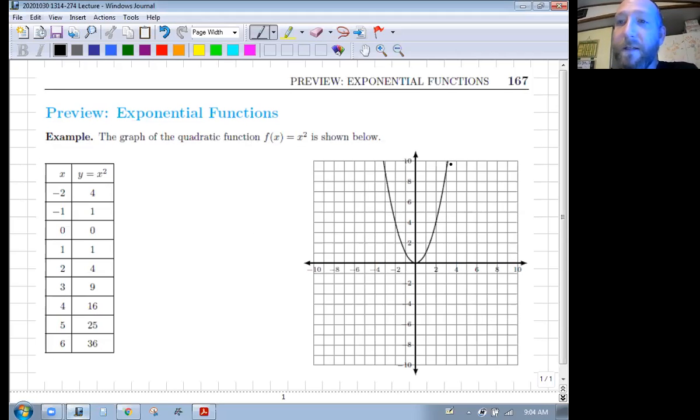You'll recall x squared. All right. We're going to compare it to 2 to the x. This is an exponential function. X squared is not, but we'll compare them, right? So here in this chart are just the coordinates for the graph of x squared here.